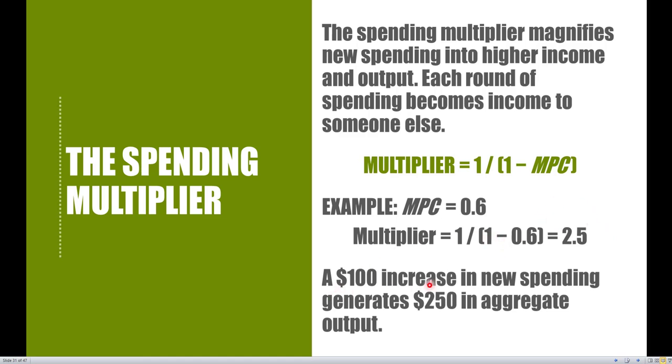So a $100 increase in new spending, just suppose we have government spending here, generates $250 in aggregate output or income. And this is going to be very helpful for government officials and policymakers in order for us to get out of a recession. We don't need to have a full $250 of spending. We only need a portion of that because the multiplier effect is going to come into play.